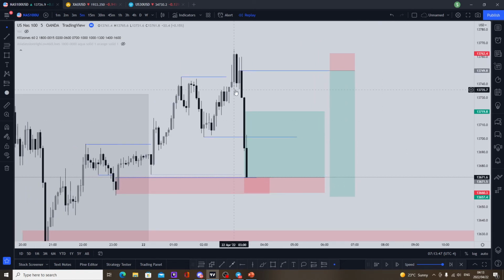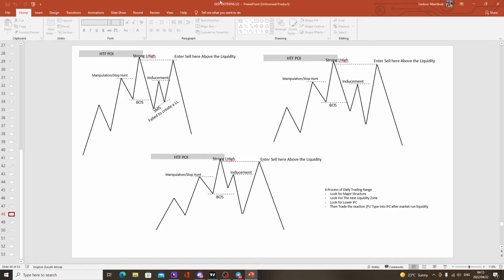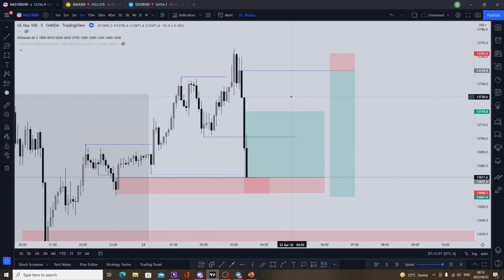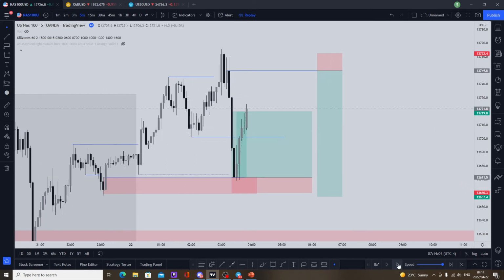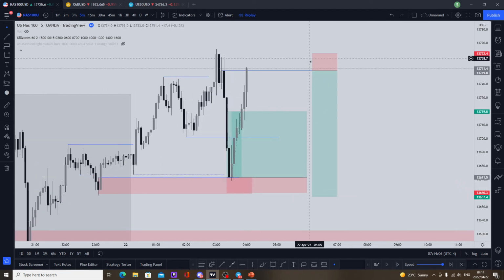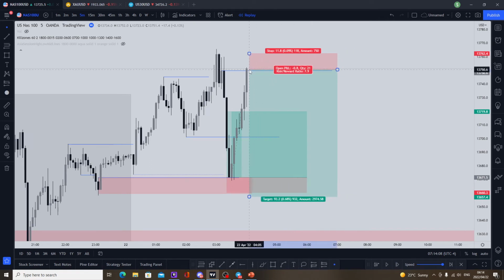I have everything that it takes for me to take a trade: stop out, break of structure. The only thing I'm waiting for is inducement for me to be able to catch my trade. And this is what ended up happening. This one played out, market created, boom. You see, the market got there, straight where I wanted.